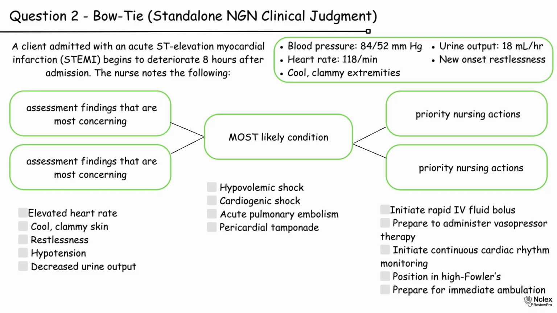Initiate rapid intravenous fluid bolus. Prepare to administer vasopressor therapy. Initiate continuous cardiac rhythm monitoring. Position in high Fowler's. Prepare for immediate ambulation. Take a moment. Think through perfusion. Think through cause. And decide. Pause here if you need to.